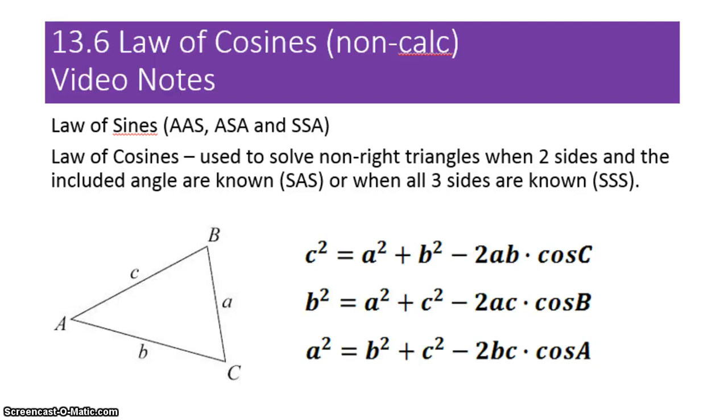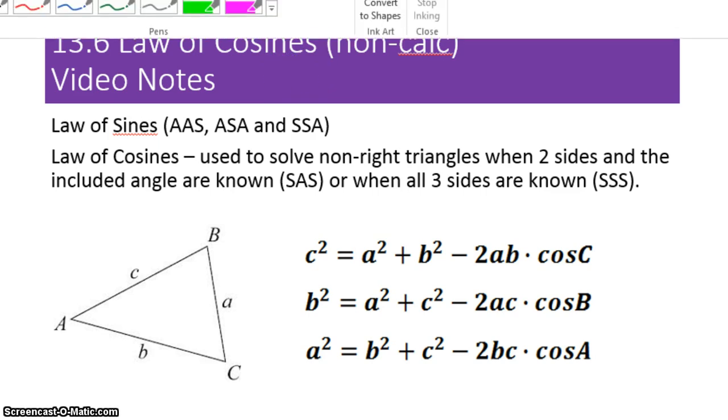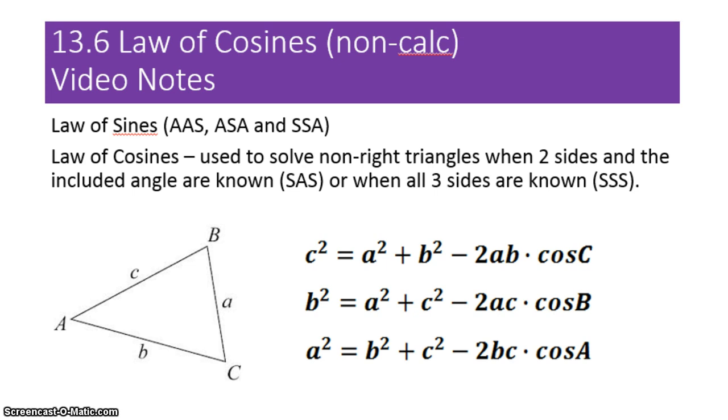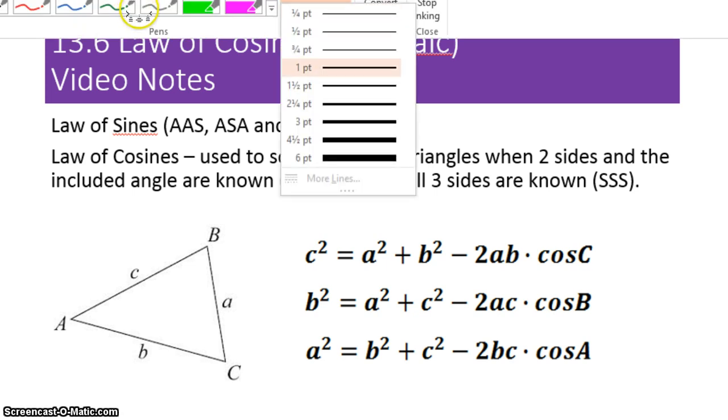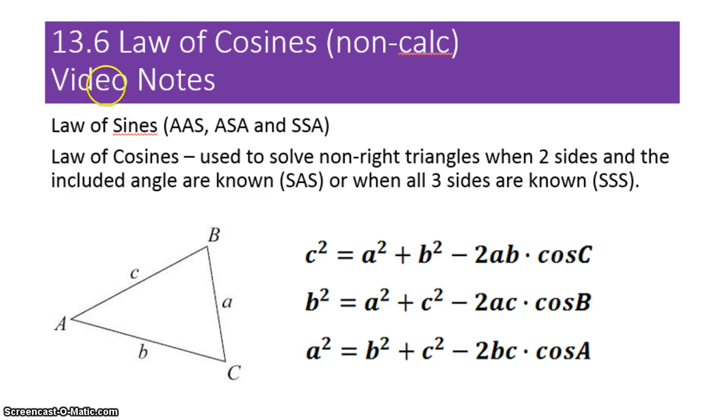Okay, yesterday we looked at law of sines, and now we're going to look at law of cosines. We use law of cosines to solve non-right triangles when two sides and the included angle are known. So this is different than law of sines. Law of sines, we did the non-included angle. So now we're going to do two sides and the angle right between them, or when you just know all three sides and you don't know any angles.